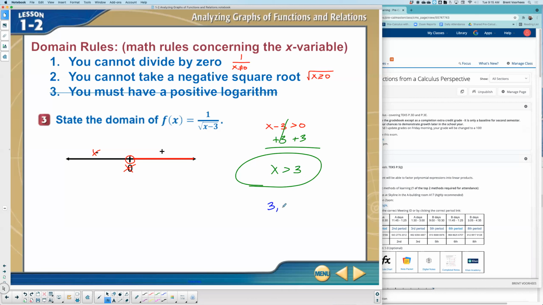There's only one number, so what do I put on the other side? Infinity. Infinity always takes a parenthesis or bracket. Parenthesis. What about 3? What does it take? Parenthesis as well, because it does not have the line underneath. So for that reason, it would be a parenthesis there. There it is as an interval.